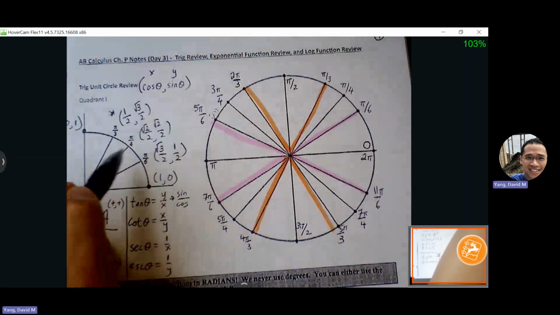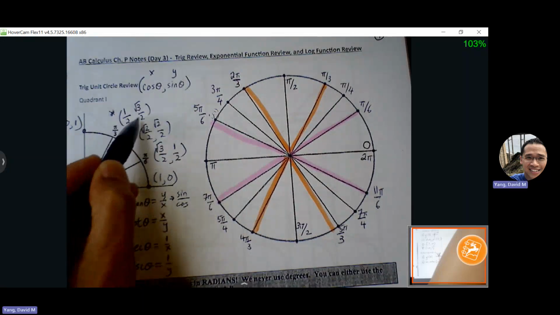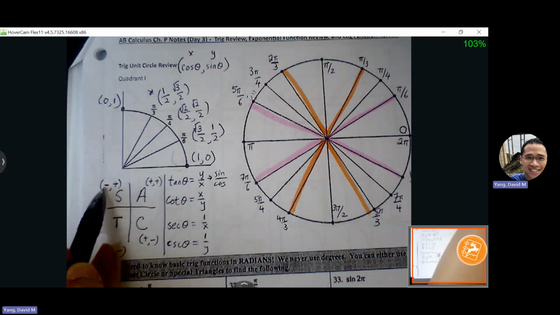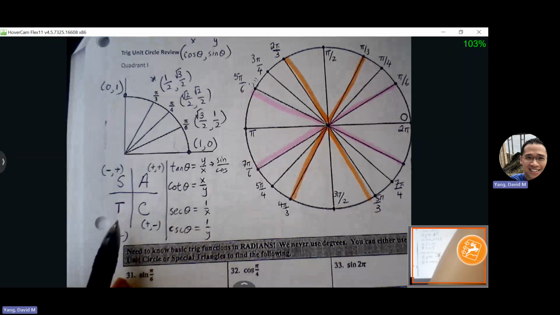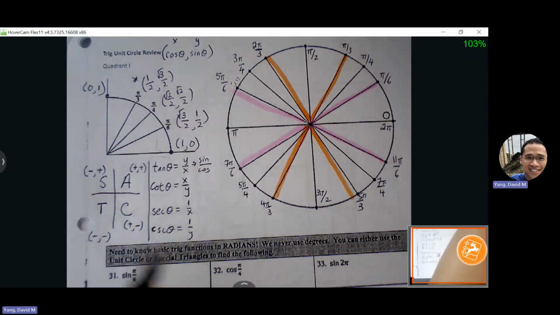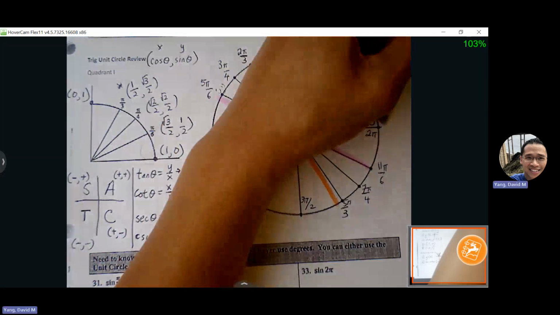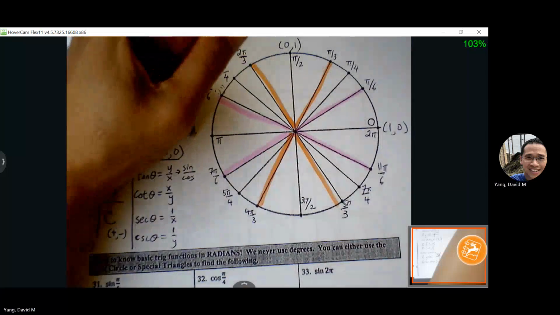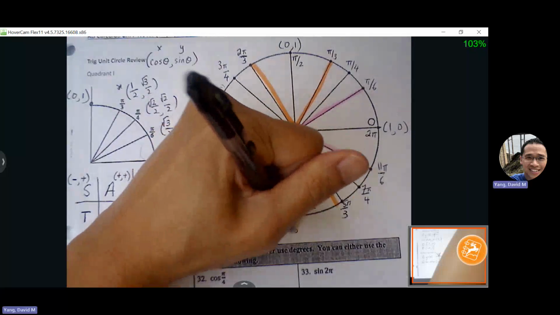We can just copy all these ordered pairs. All the divided by 3 will have the same ordered pair, just the signs will be a little different. So in the second quadrant, all your x values are negative, all your y values are positive. In the third quadrant, all your x and y values are both negative. In the fourth quadrant, all your x values are positive and all your y values are negative. Okay, and let me just fill out the quadrantal angles. This is 1, 0, 0, 1, negative 1, 0, 0.